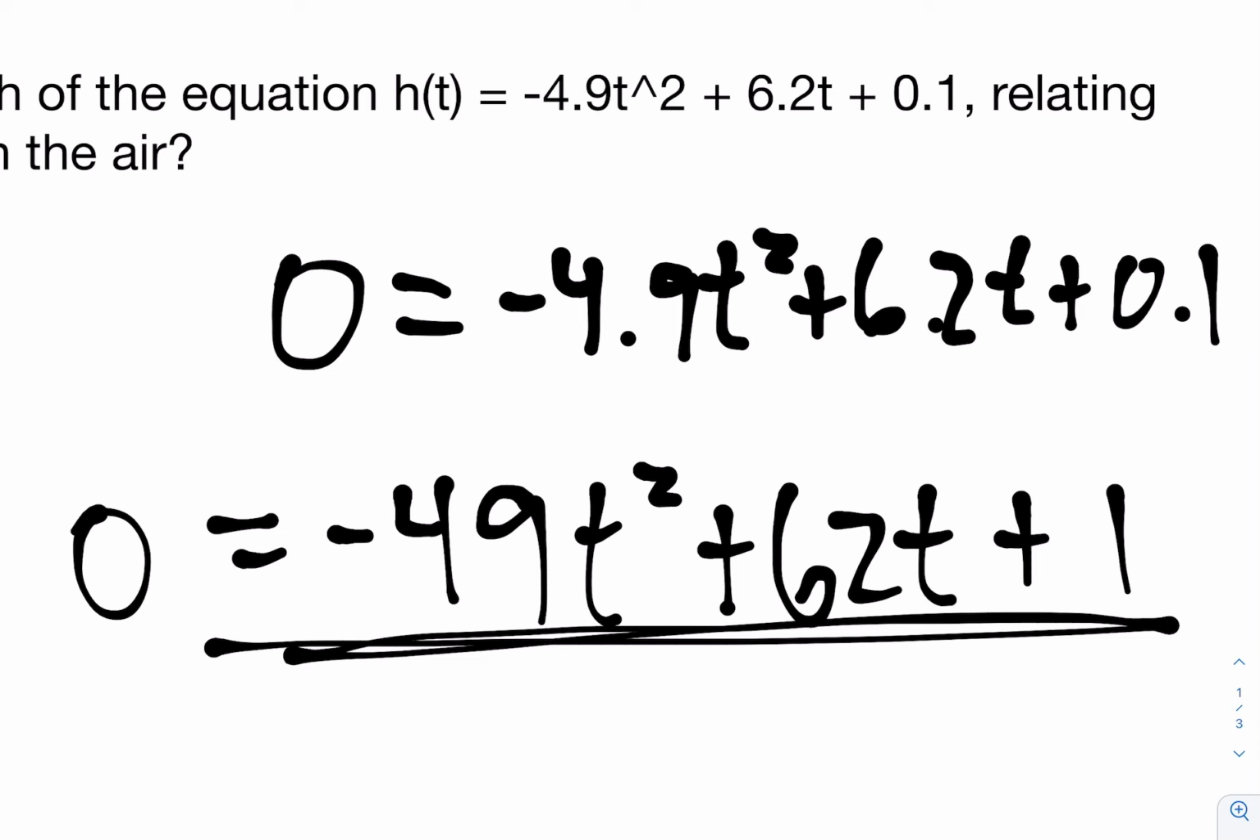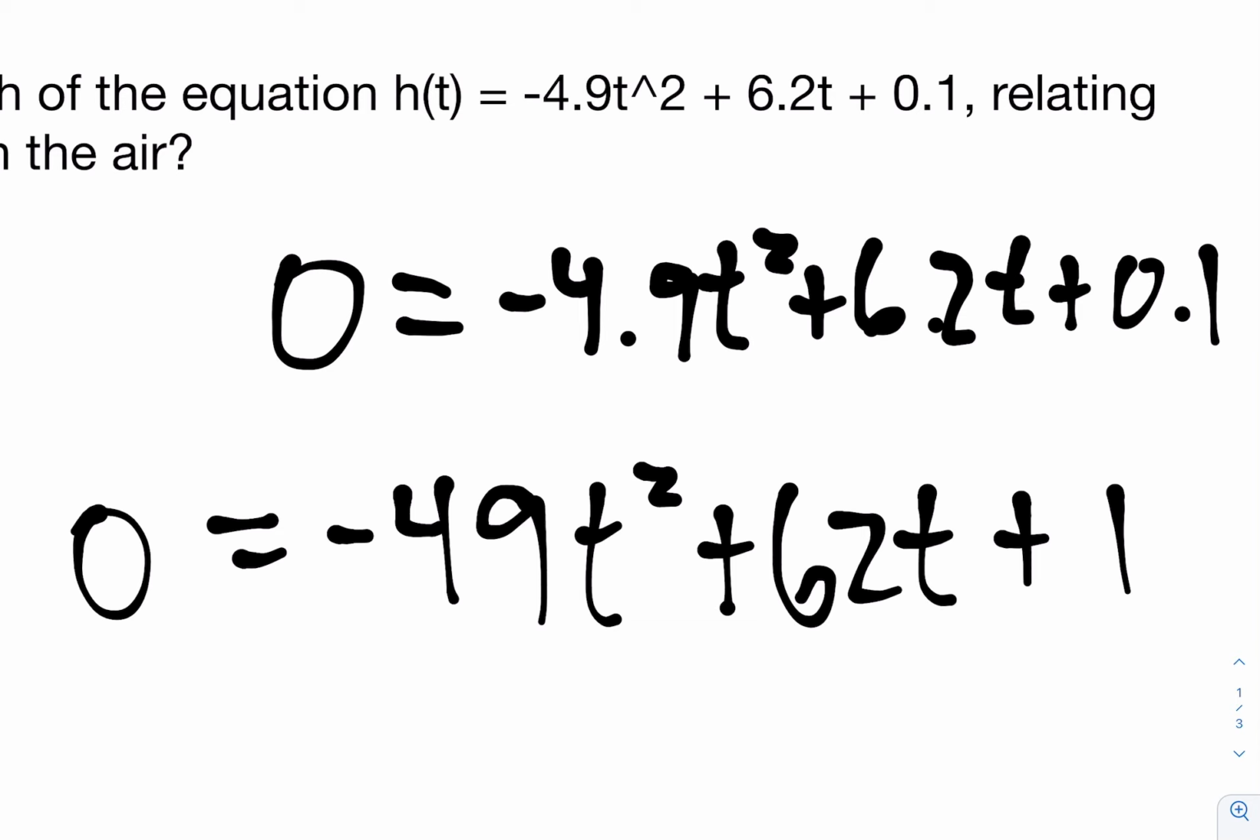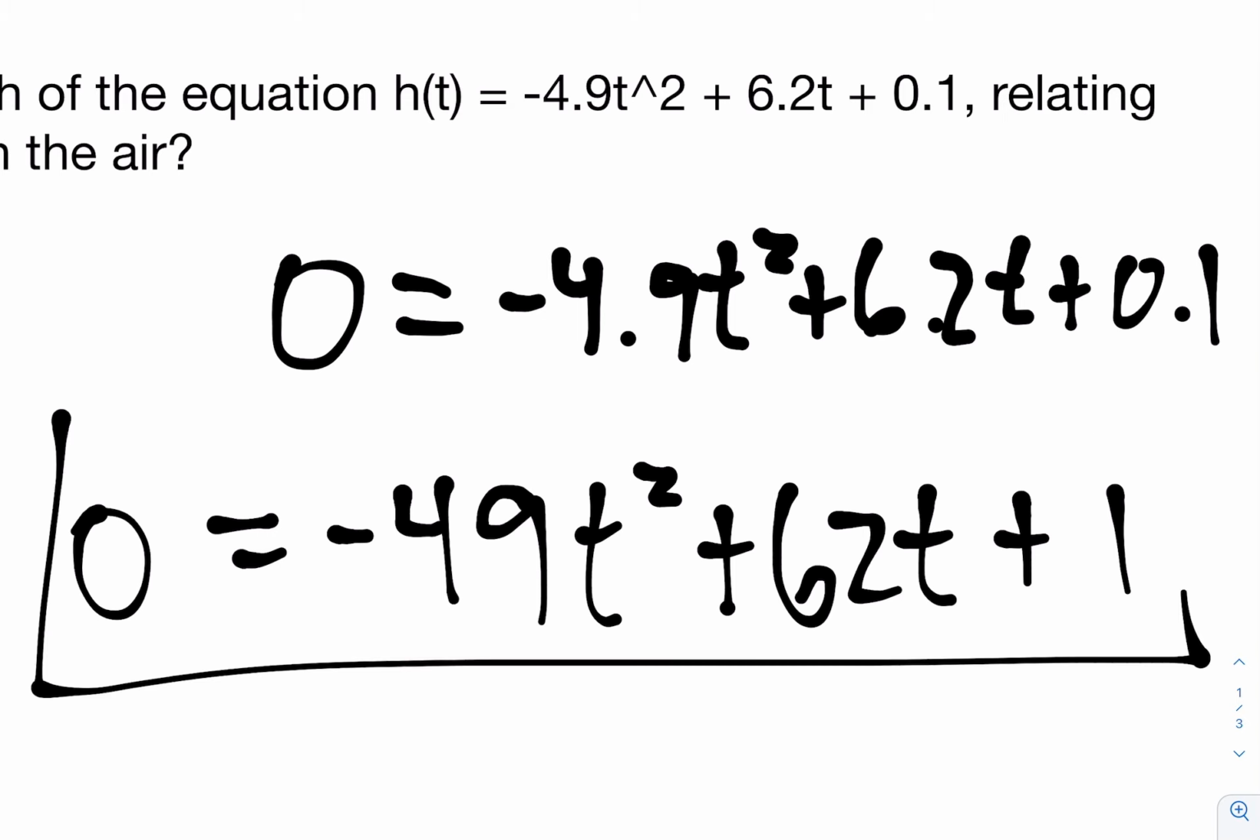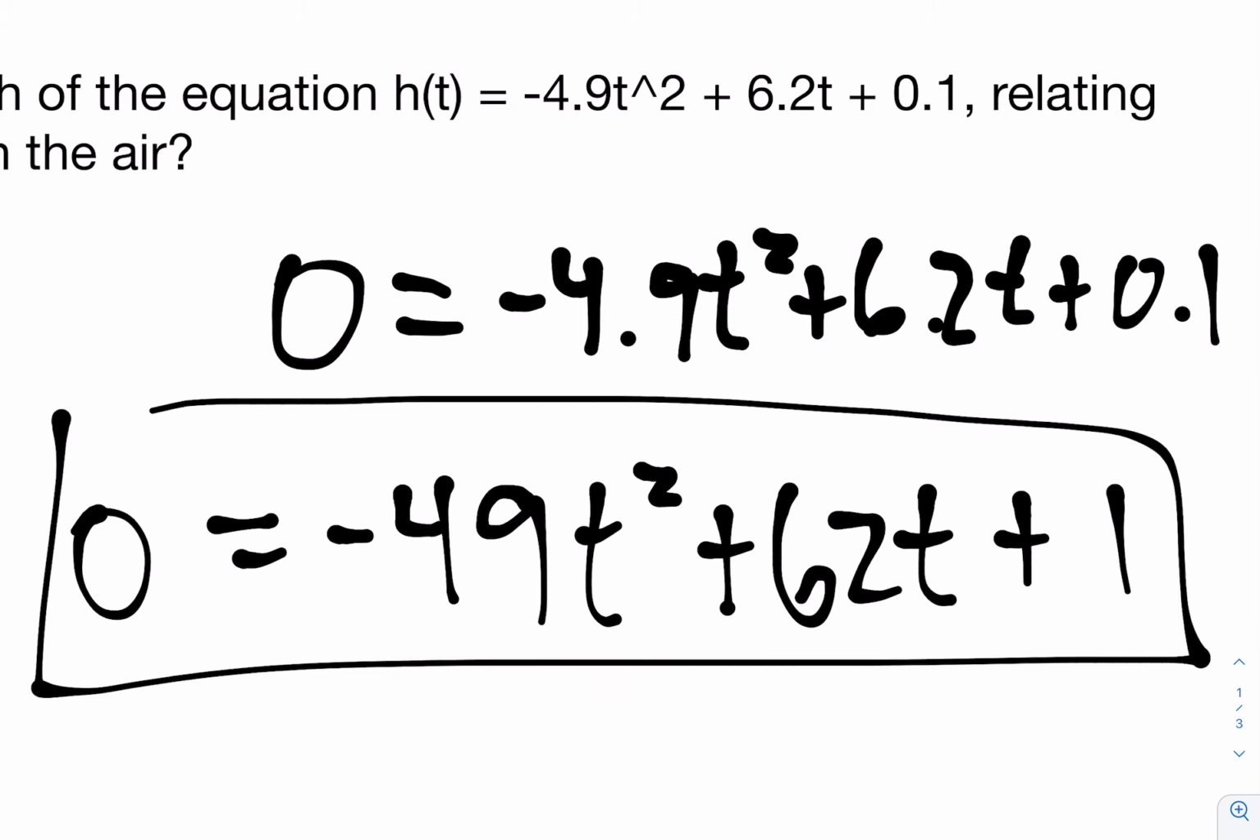And even though the decimals are gone, we still have big numbers. And like I said, anytime we're dealing with big numbers, we're not going to be able to factor something like this. Maybe we can, maybe we can't. I'm not even sure if there's a real solution. But if there is, it's going to take a heck of a long time to try and think of numbers that are going to work.